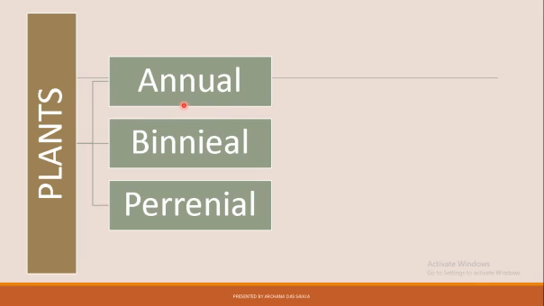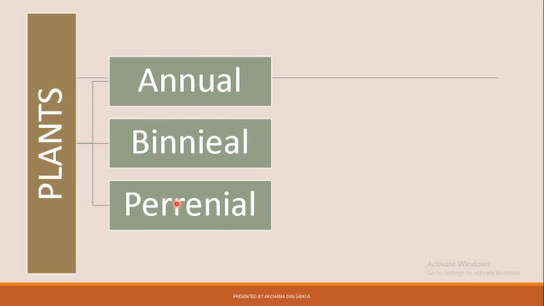Annual plants are those plants which grow, bear flowers, and reproduce within a season. That is every season, okay, that means seasonally they will keep on occurring. Those are known as annual plants. Biennial, bi-yearly, 2 years. Perennial, which will continue their existence throughout.